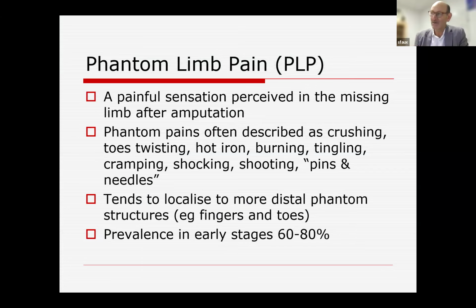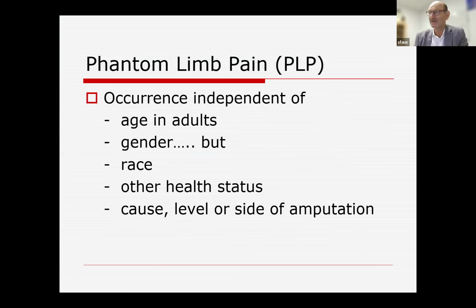And in the early stages, they're quite common, 60 to 80%. The occurrence of phantom limb pain is independent of age. It's independent of gender. It's independent of race or other health status. It's independent of the cause of the amputation or the level or side of the amputation.